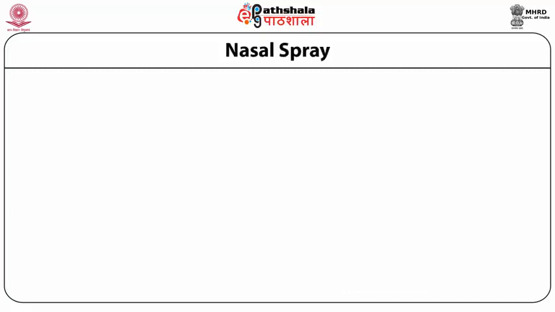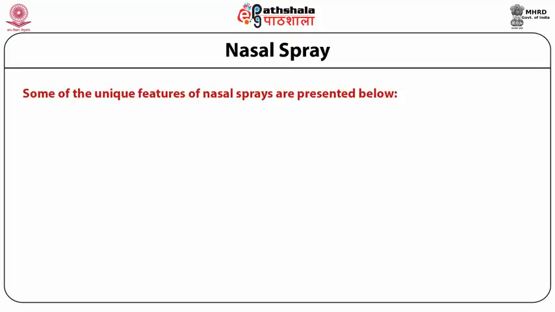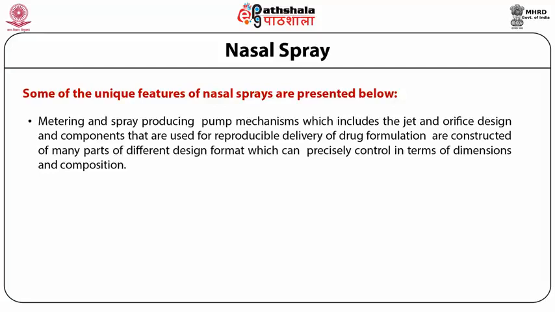We will now discuss some of the various unique features which are elicited by the nasal sprays. Coming to the first aspect, the metering and the spray-producing pump mechanisms usually include the jet and orifice design, and the components that are used for reproducible delivery of drug formulations are constructed of many parts of different design formats which can be precisely controlled in terms of dimensions and composition.